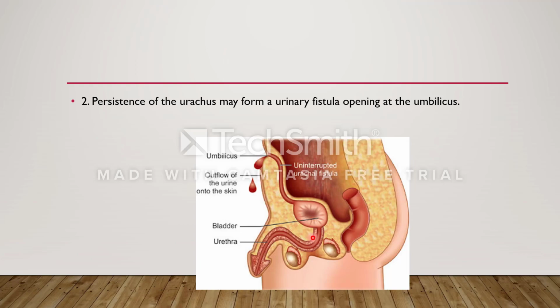See here, this is the urachus. What is the urachus? The urachus is a tube which connects the umbilicus to the urinary bladder. If this urachus does not disappear, it will remain or persist. So there will be dribbling of urine from the umbilicus, or it will form a urinary fistula.